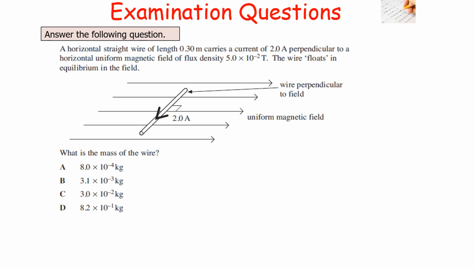The next question says, a horizontal straight wire of length 0.30 meters carries a current of 2 amps perpendicular to the horizontal uniform magnetic field of flux density 5 times 10 to the minus 2 teslas.